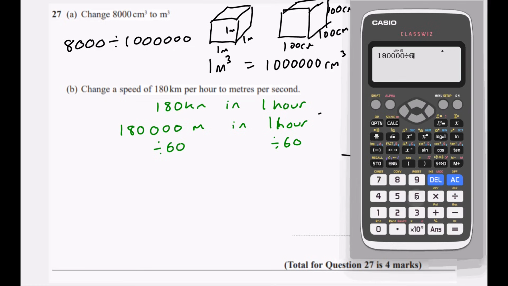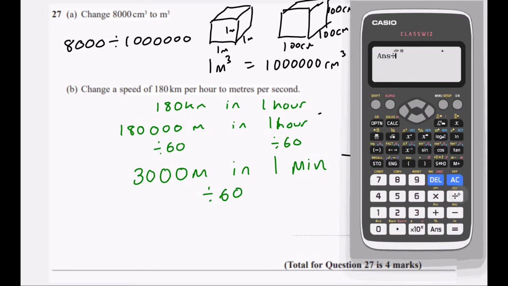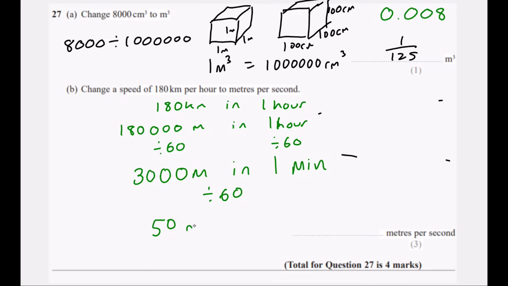180,000 divided by 60 is 3,000. So 3,000 meters in 1 minute. And I want to know how far I can go in a second. So divide by 60 again. And that's 50. So 50 meters in 1 second, that's 50 meters per second.